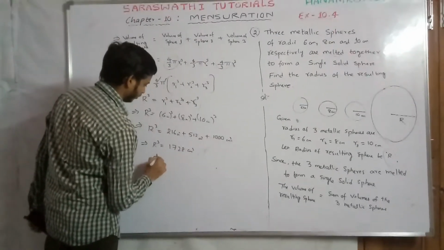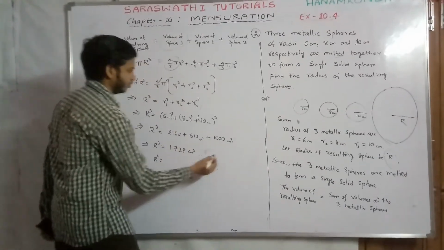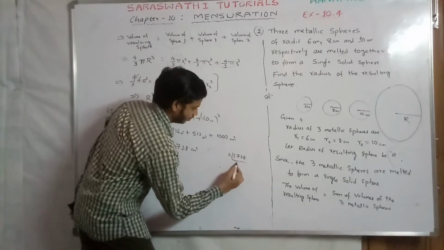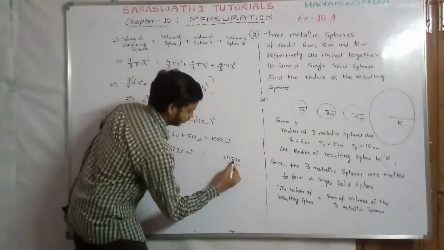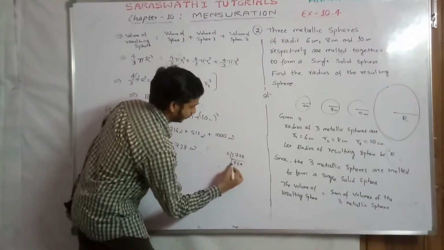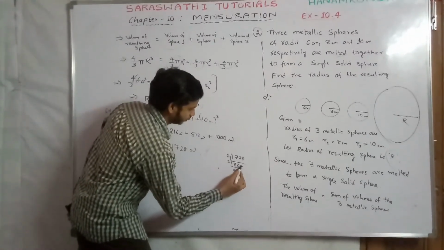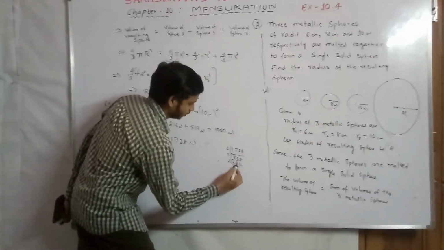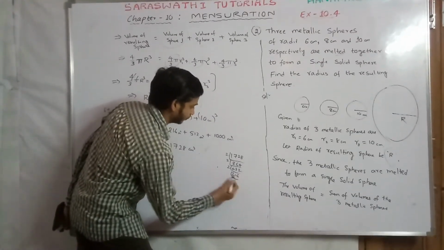So R cube equals 1728. Let's factor 1728.